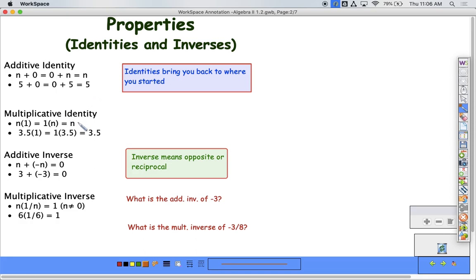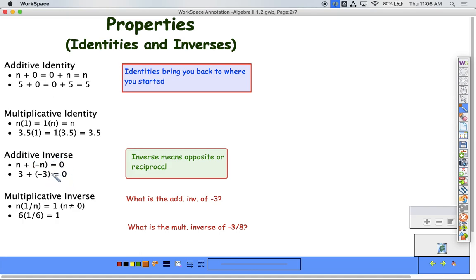Multiplicative, same concept, but with multiplication. So if you have n, if you multiply it by 1, or if you multiply it the other way around, you end up with n. Essentially, anything times 1 equals what you started with. Then we get to inverses, which can be a little more confusing.